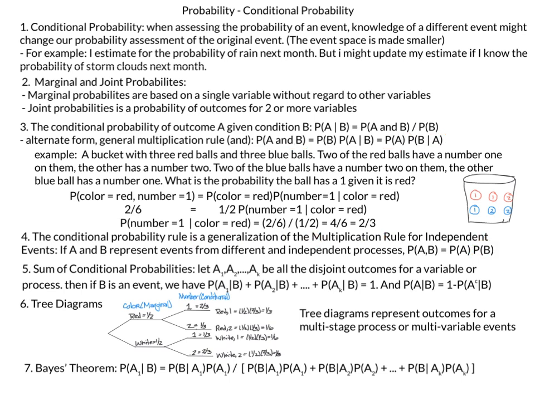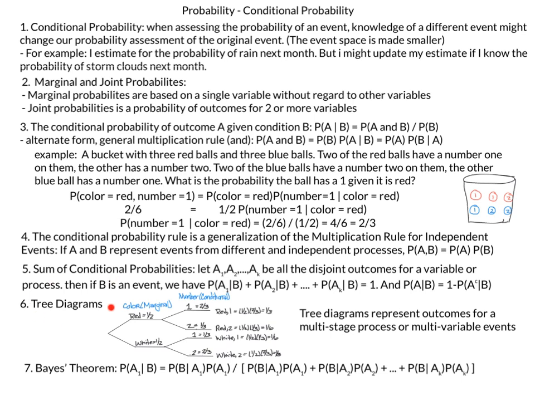We have this sum of conditional probabilities. If we have disjoint outcomes, in other words, outcomes that cannot occur at the same time, A1, A2 up to AK for a variable or process, and B is an event, then the probability that A1 occurs given B plus the probability A2 occurs given B, all the way up to the probability AK given B, equals 1. That assumes that A1, A2 up to AK are all the possible outcomes for this variable. And the probability of A given B is equal to 1 minus the probability of A complement given B.